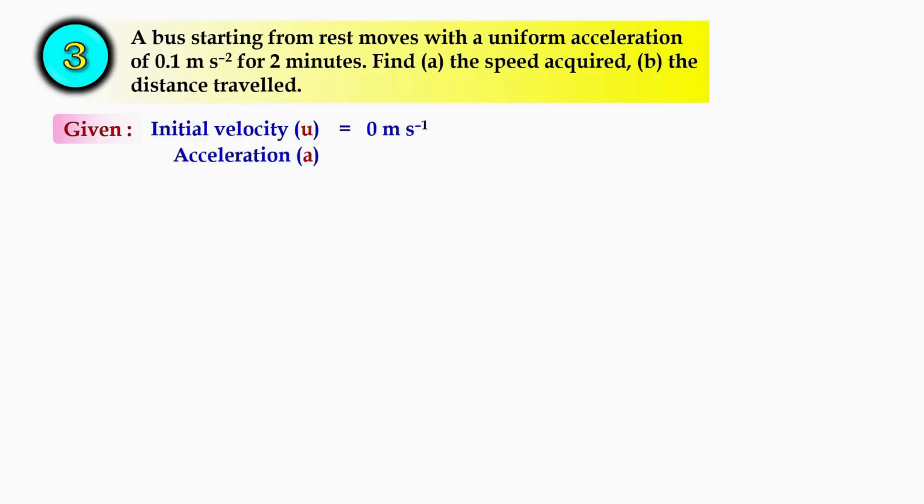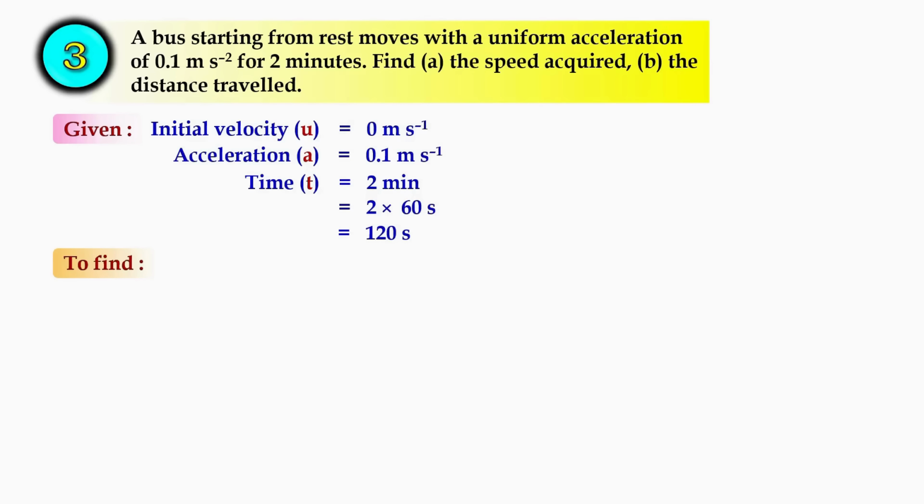Since the bus starts from rest, the initial velocity is 0 meters per second. The acceleration is 0.1 meter per second squared. The time given is 2 minutes, but we must convert it into seconds. 2 minutes is equal to 2 multiplied by 60, which gives 120 seconds.